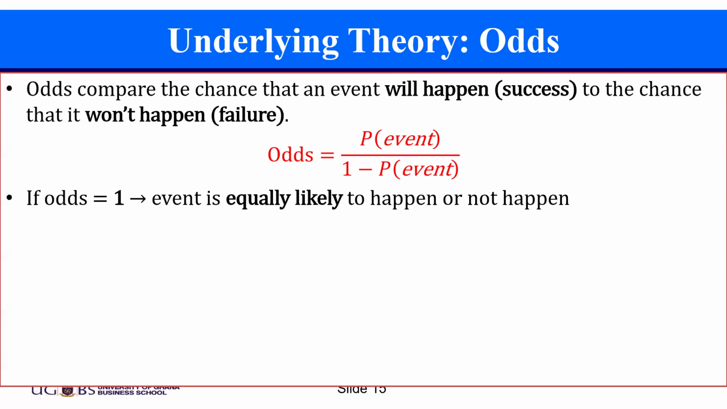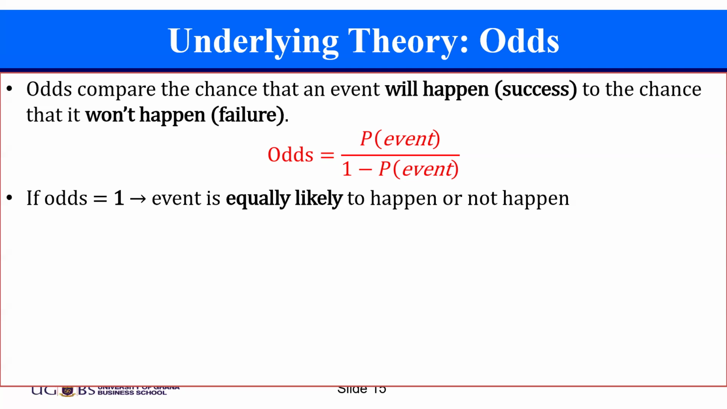So if the odds are equal to 1, it means that the two events have equal chance of happening or equal chance of not happening. That's what it means. What do you think if the odds are less than 1? What does that mean? What would that mean if the odds are less than 1?